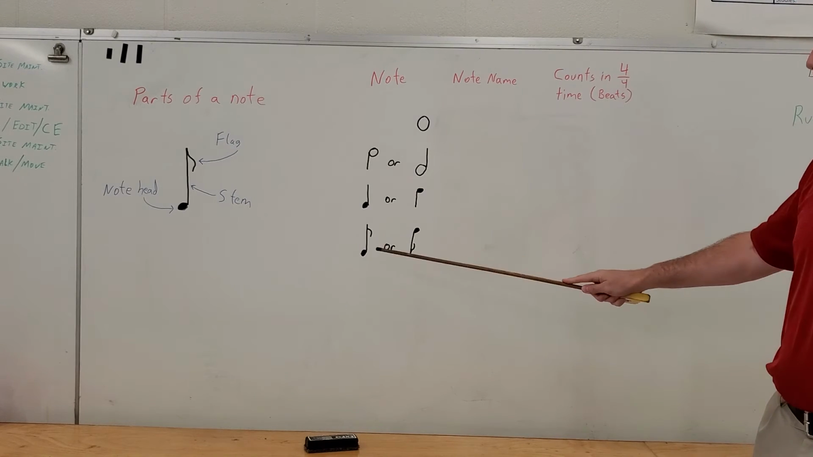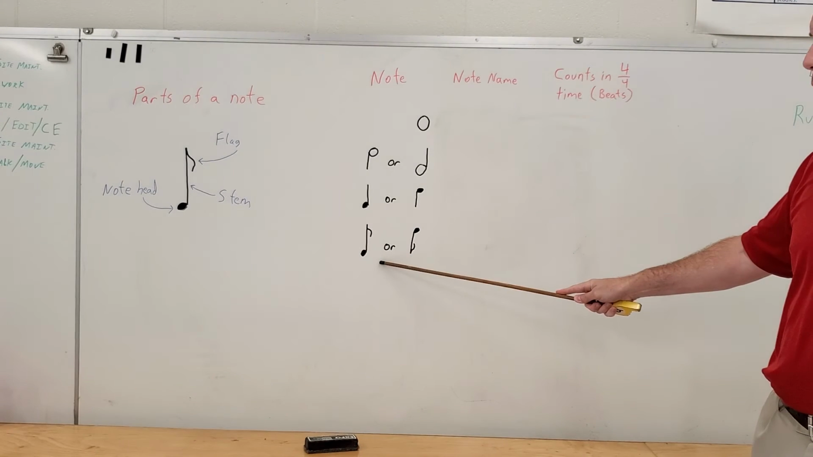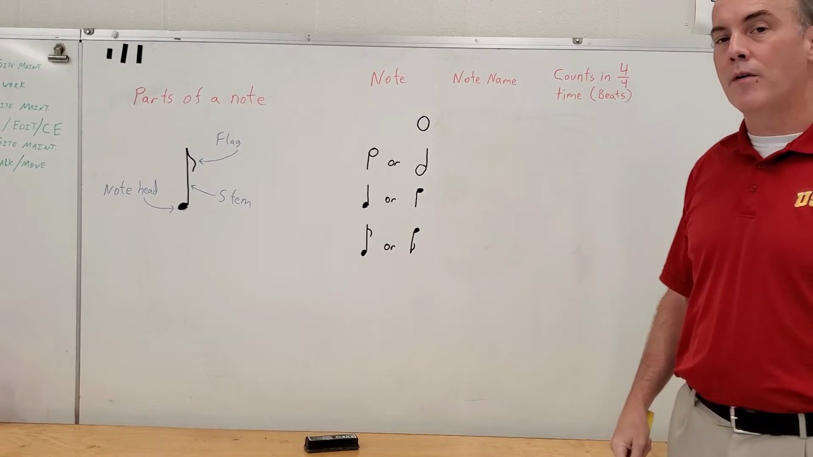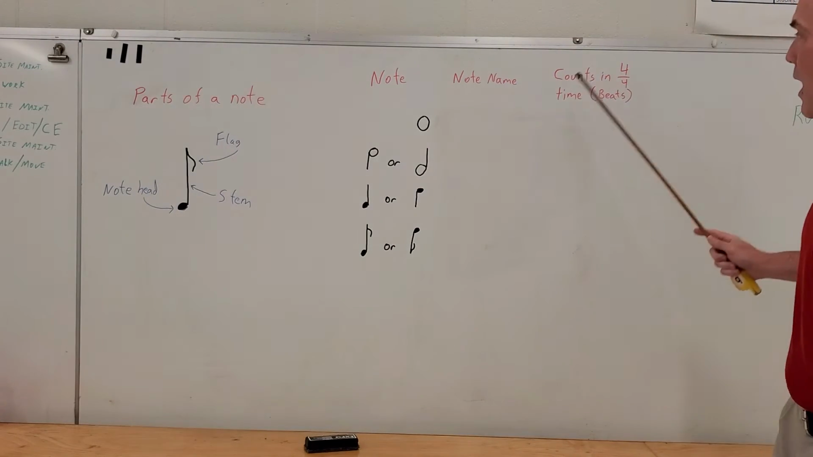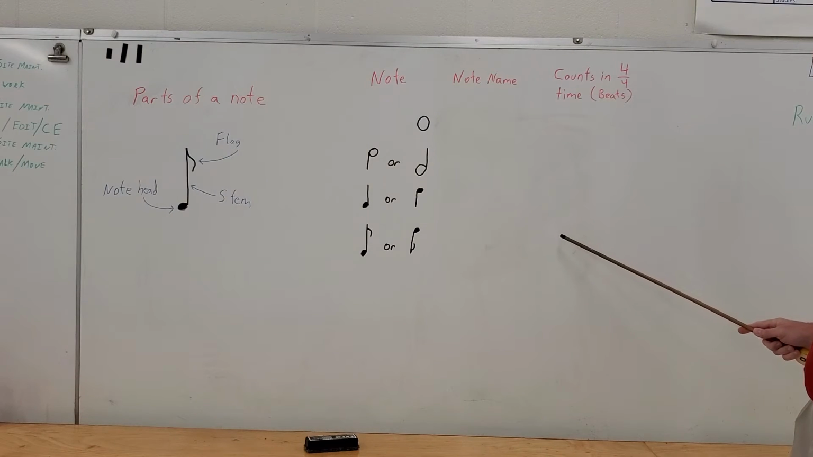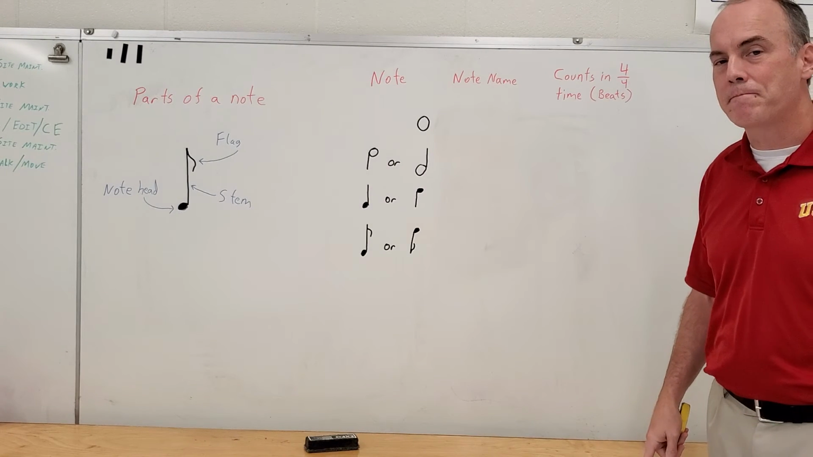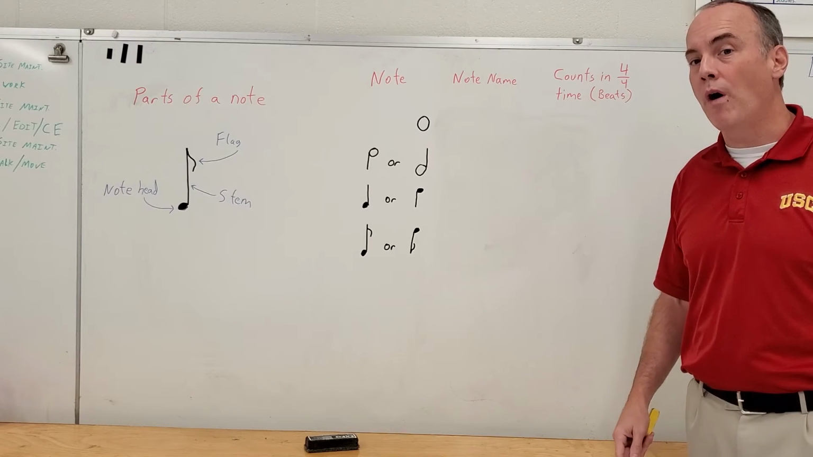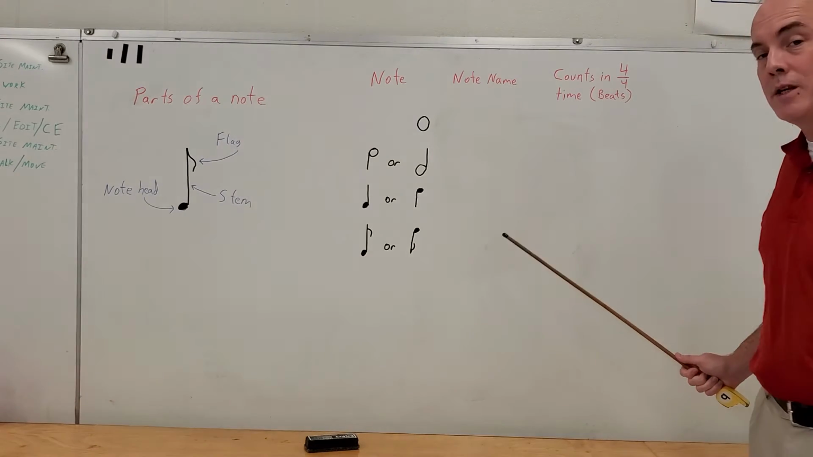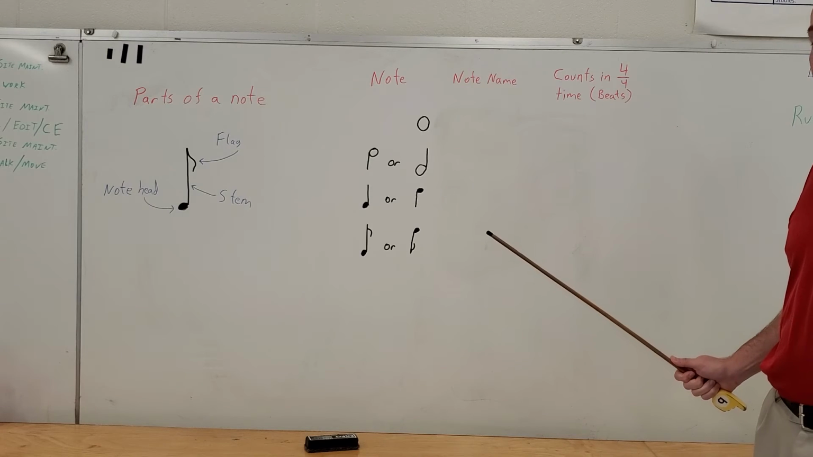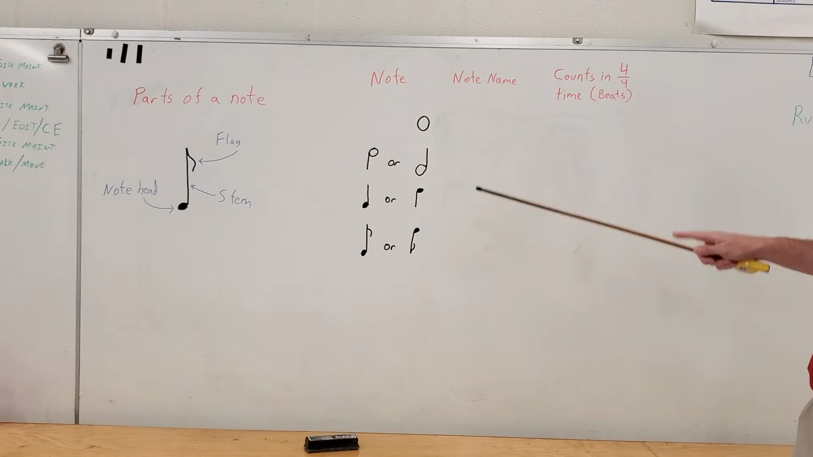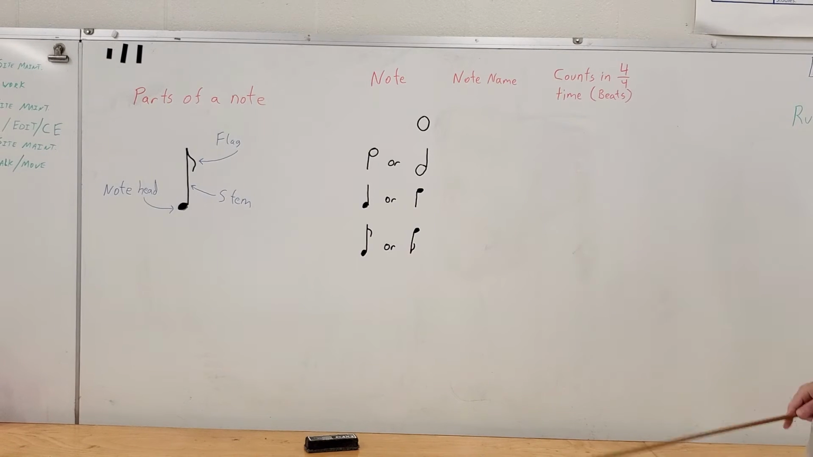Let's take a look at this one, the one with the flag. What's the name of that note? 8th note. If you said 8th note, that is correct. And an eighth note gets how many counts or how many beats in 4/4 time? 1/2. That is correct. It gets 1/2. Now, we're going to be using these eighth notes really soon, in 2 weeks. So it's really helpful that you know that if it has a flag, it's called an eighth note, and it gets half of a beat.